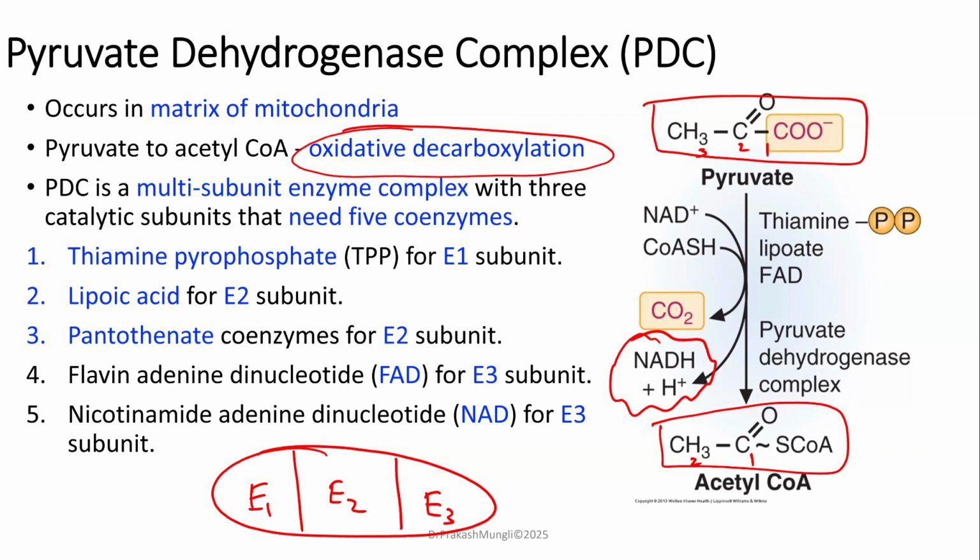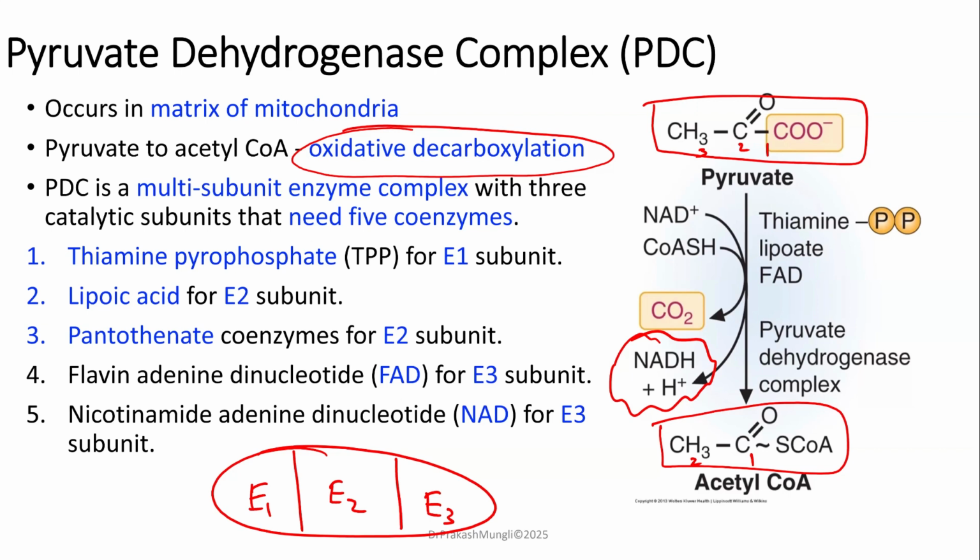So E1, E2, E3, this is the arrangement of all these three complexes. All of them need TPP, FAD, NAD, pantothenate and lipoate. The requirement is the same, and the way they function is also the same. They all conduct oxidative decarboxylation. Only thing is their substrate is different.